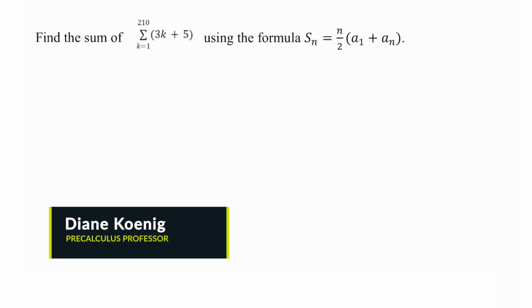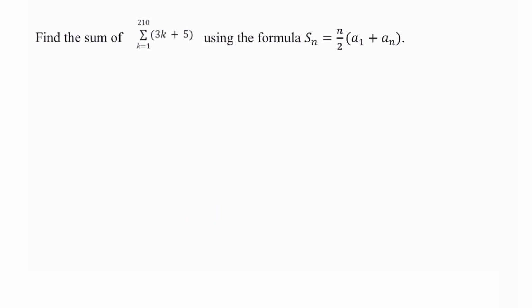Hello there. Welcome to the video of finding the sum of the summation k equals 1 to 210 of 3k plus 5 using the formula S sub n is equal to n divided by 2 times a quantity a sub 1 plus a sub n.